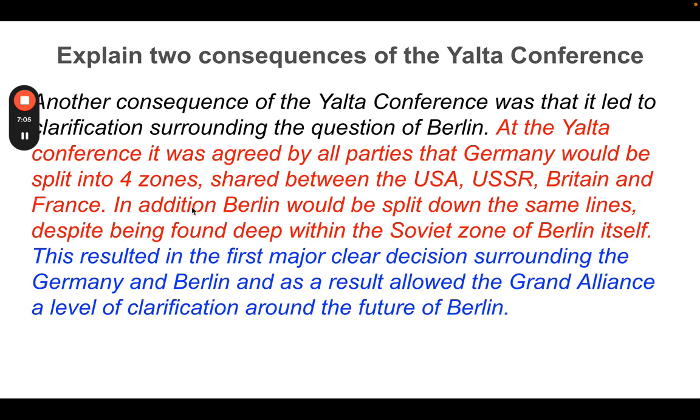In addition, Berlin would be split down the same lines despite being found deep within the Soviet zone of Germany itself, that being Germany, not Berlin. This resulted in the first major clear decision surrounding Germany and Berlin, and as a result allowed the Grand Alliance a level of clarification around the future of Berlin. So once again, just explaining the consequence, that being clarification surrounding the question of Berlin.